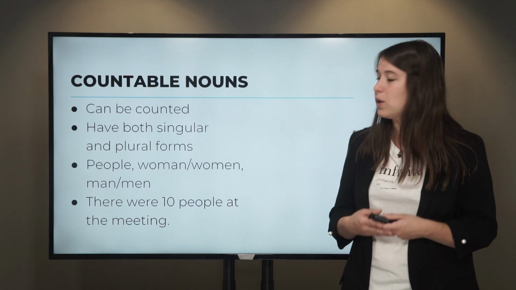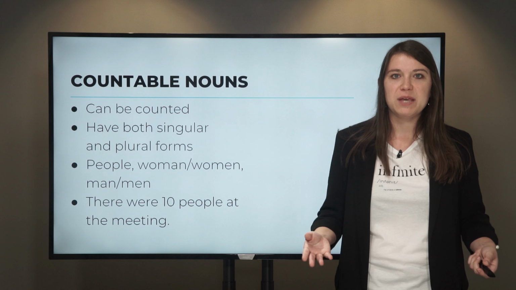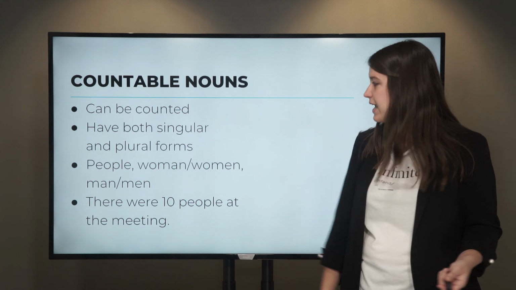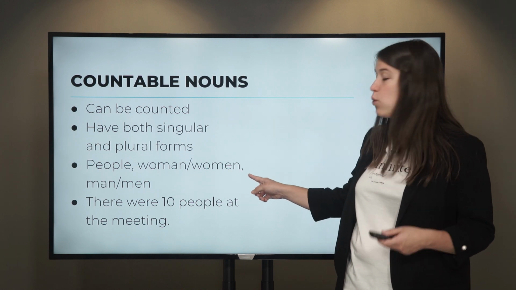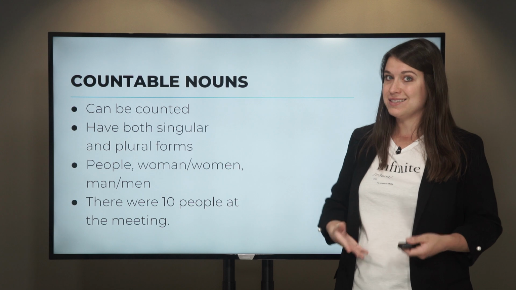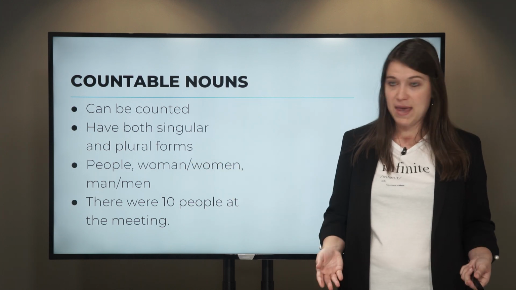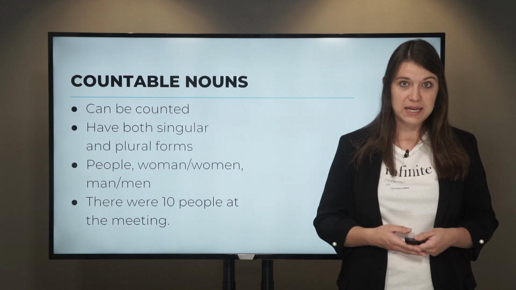So for example, people is a countable noun because you can say how many people were at the party. 5, 6, 7, 10, etc. Here we have 1 woman and 2 or more women. So this is countable. 1 man or 2 or more men. For example, there were 10 people at the meeting.